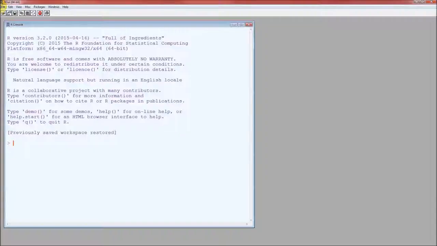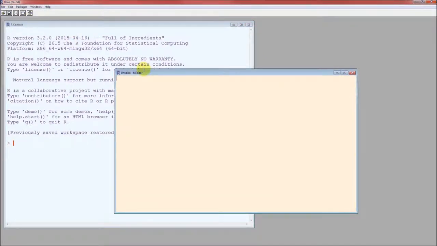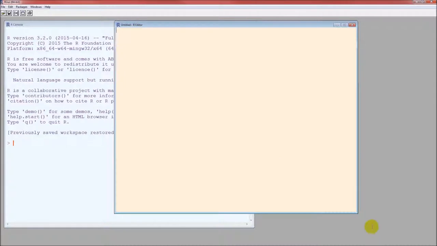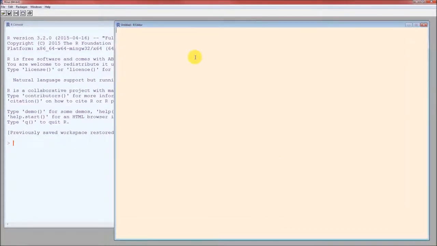So the first step, let's get R started. Start a new script. Let's make the script window pretty big. First step, in order to do summary statistics on variables, you have to have the variables in. So let's go ahead and load the stat grades data set.